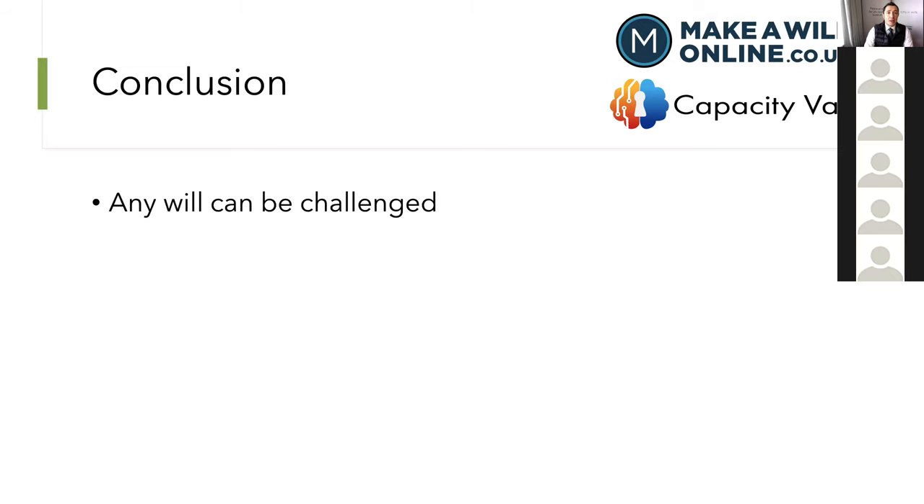Conclusions. Any will can be challenged, and when a will is challenged, it is very likely that testamentary capacity is going to be there, because it is at the moment so easy to allege and so difficult to prove. Challenges are always going to be disruptive.